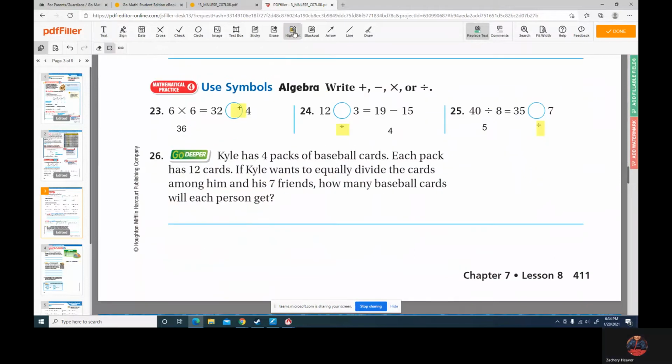The next one. Kyle has 4 packs of baseball cards. Each pack has 12 cards. If Kyle wants to equally divide the cards among his 7 friends, how many baseball cards will each person get? So first we have to find our total. All right, so we know he has 4 packs with 12 in each card. So our first equation is going to look like this. 12 times 4 equals. And we got to figure out what 12 times 4 is.